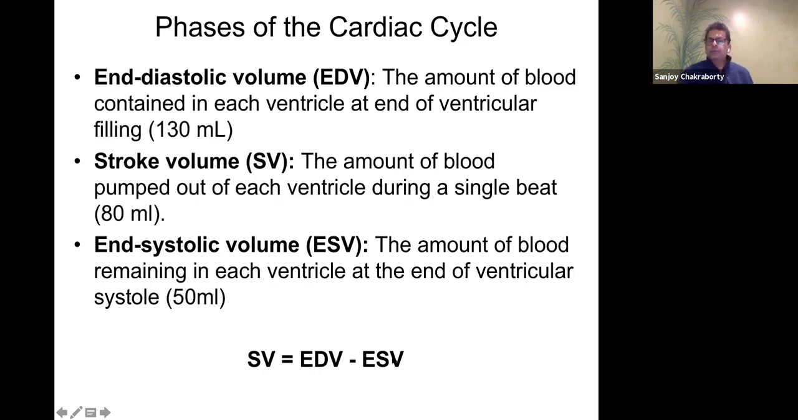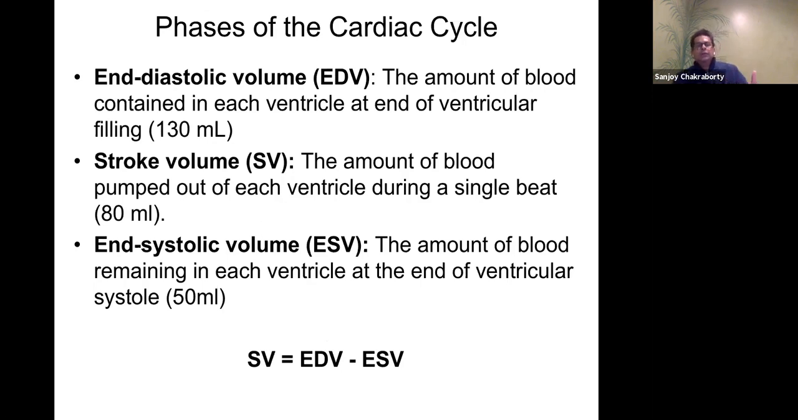Same thing, if your savings go up, your spending must go lower. So if ESV goes up, then SV goes down. So this is basic, simple math. When your EDV is up, SV is up. When your ESV is up, SV is down. The same as with your income. Okay, so now if somebody asks you on what factors SV depends, your answer should be that it depends on EDV and ESV. So these are the two things that control the stroke volume.